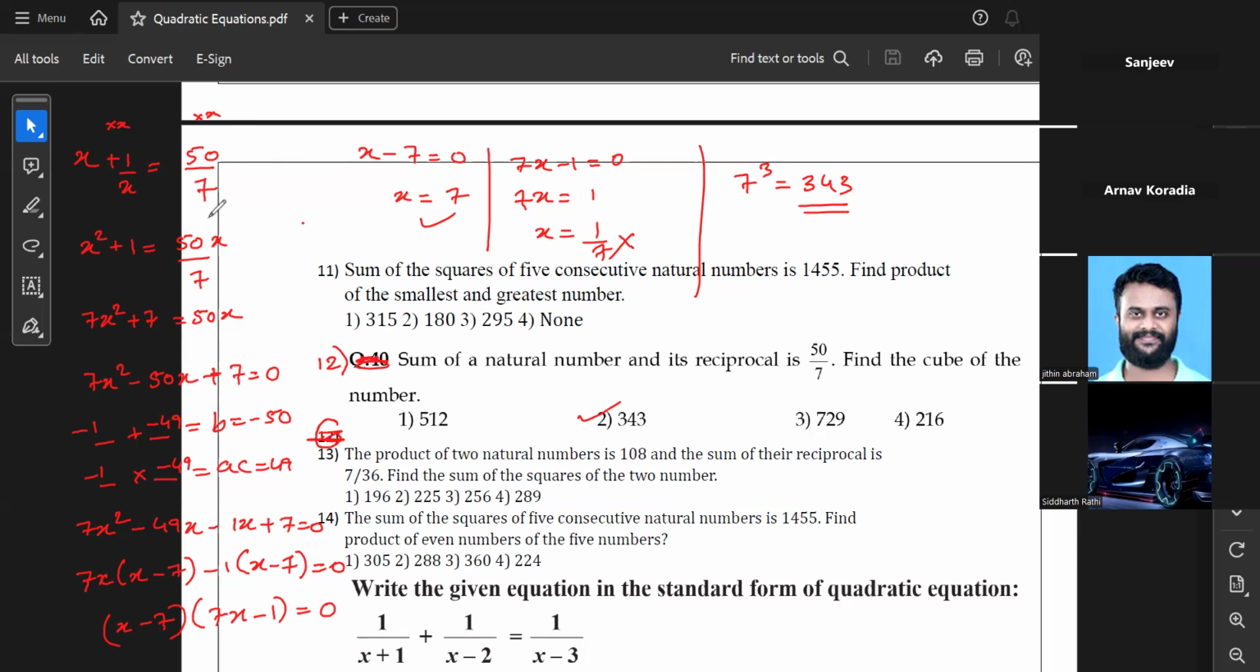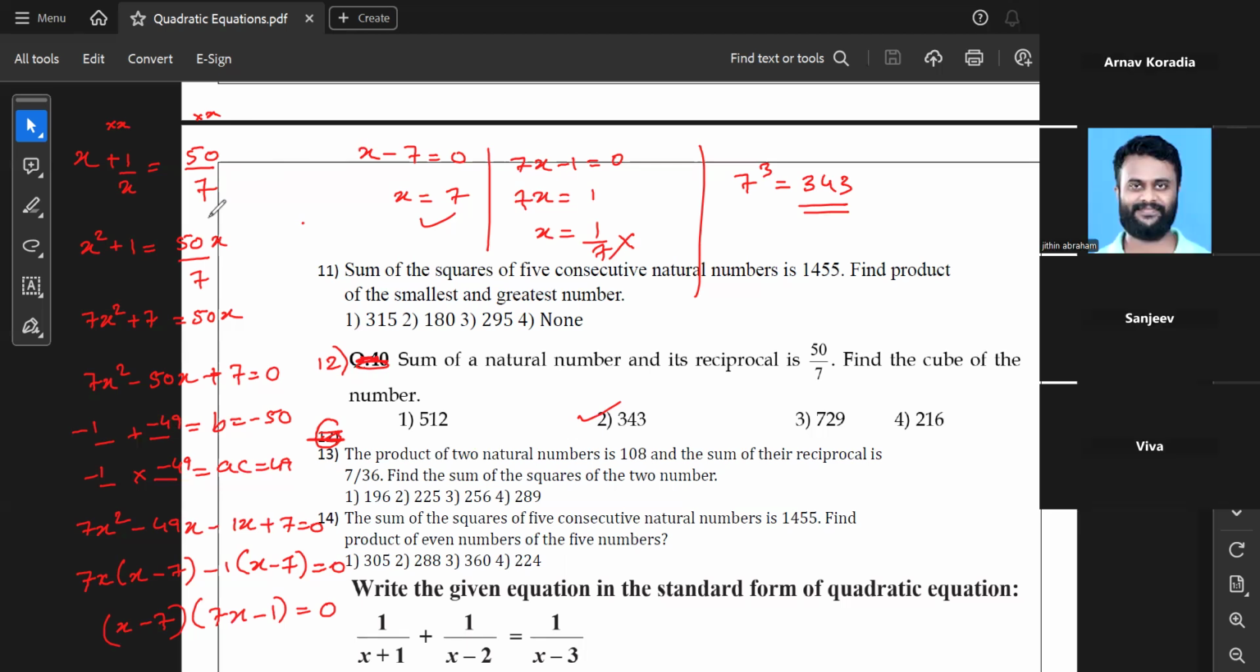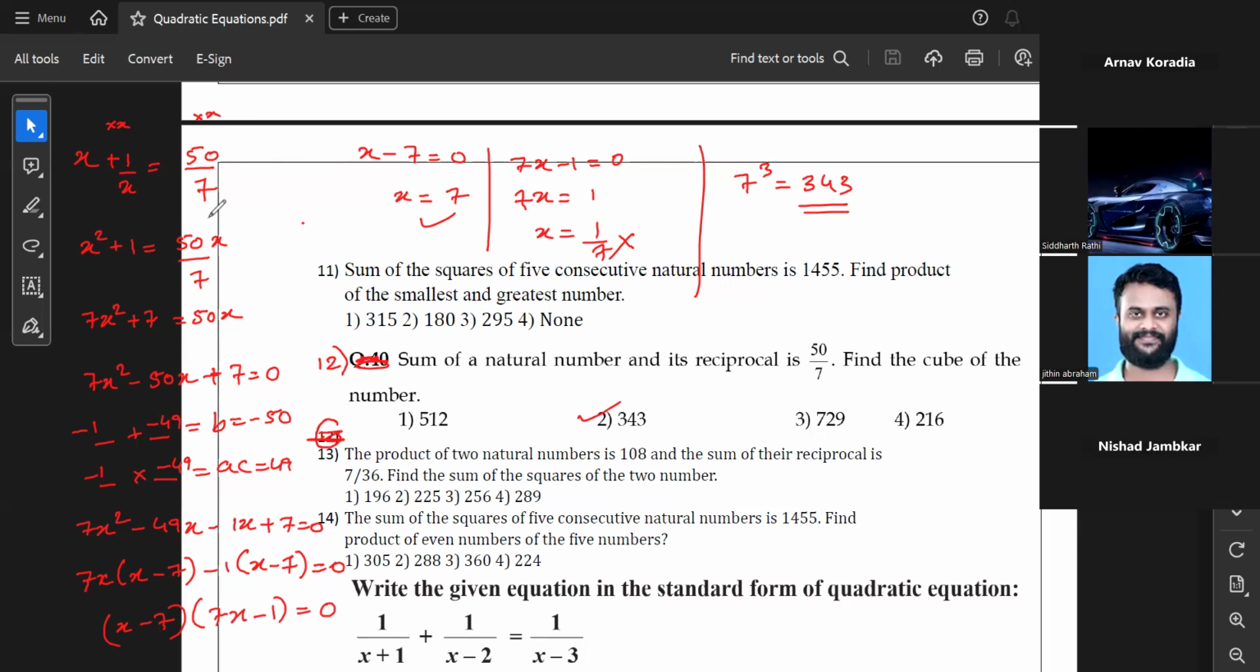Arnav, tell me what's your doubt. Actually, by looking at the denominator only, we can tell it's 7 cube, right? Because it's 50 upon 7 and it's the sum of the number and its reciprocal. Can't we just do it by looking at the fraction, 7 plus 1 by 7? Yeah, you can do that also. Now, since this chapter is connected to quadratic equations, I taught this procedure. Okay, sir.